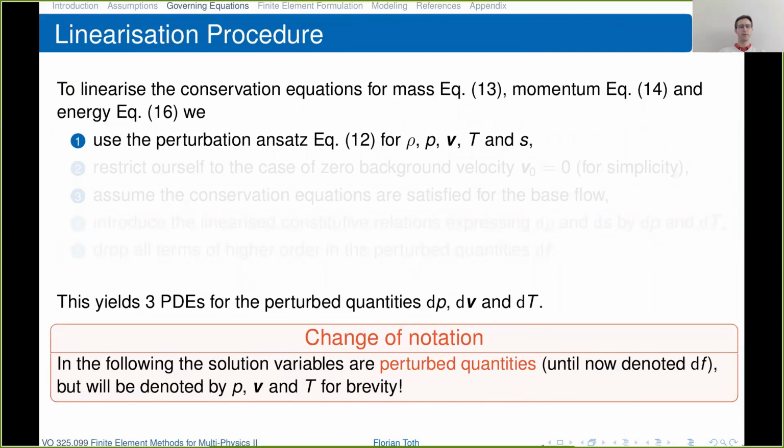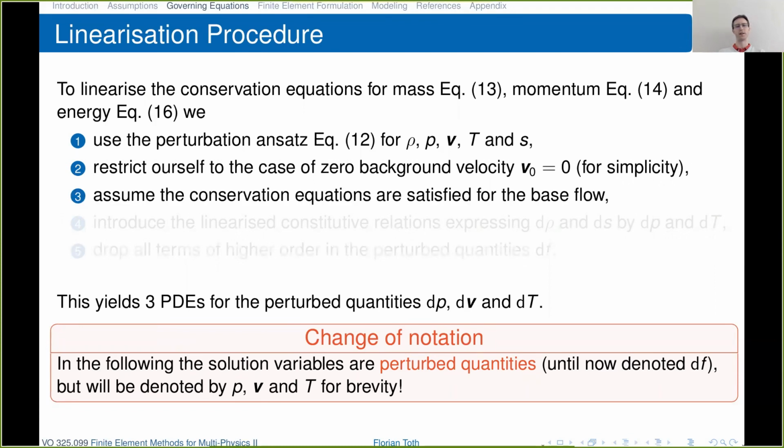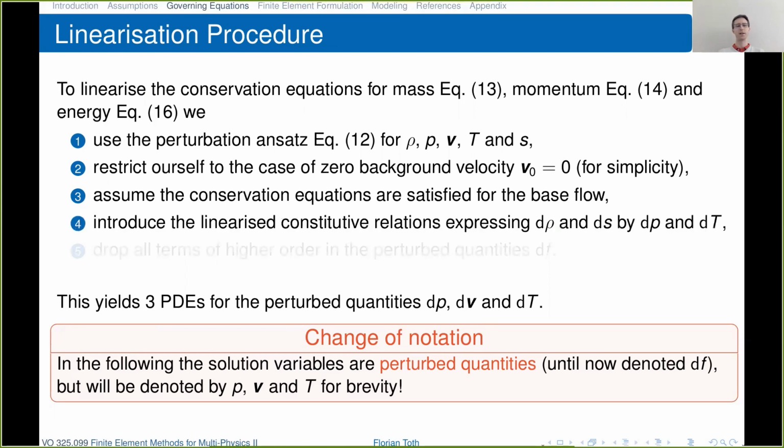Okay, so now I'll quickly describe what is necessary for the linearization procedure to linearize the conservation equations for mass, momentum, and energy. The first step is to use the perturbation ansatz for all the quantities. And then we'll restrict ourselves to the case of zero background velocity simply to make the expressions shorter. Assume that the conservation equations are satisfied for the base flow, and introduce the linearized constitutive relations. And you can do this to replace d rho and ds by dp and dT. And finally, of course, in the linearization, we will drop all terms of higher order in the perturbed quantities, and you will see that this will yield 3 partial differential equations for the perturbed quantities: pressure, velocity, and temperature.